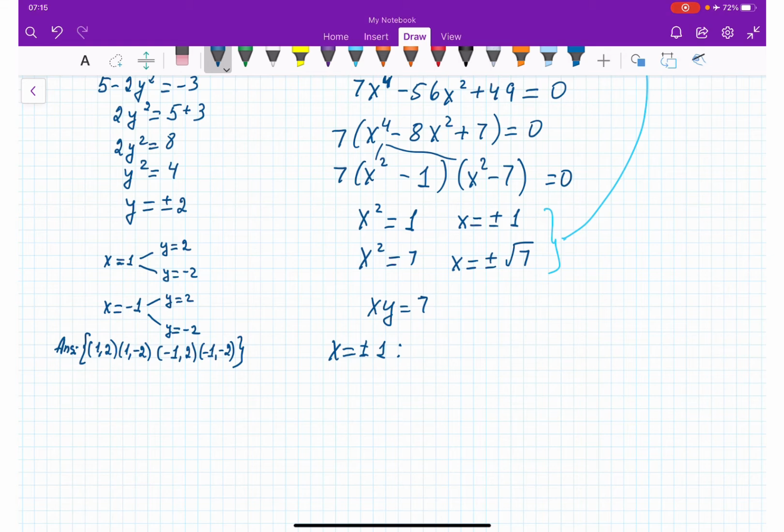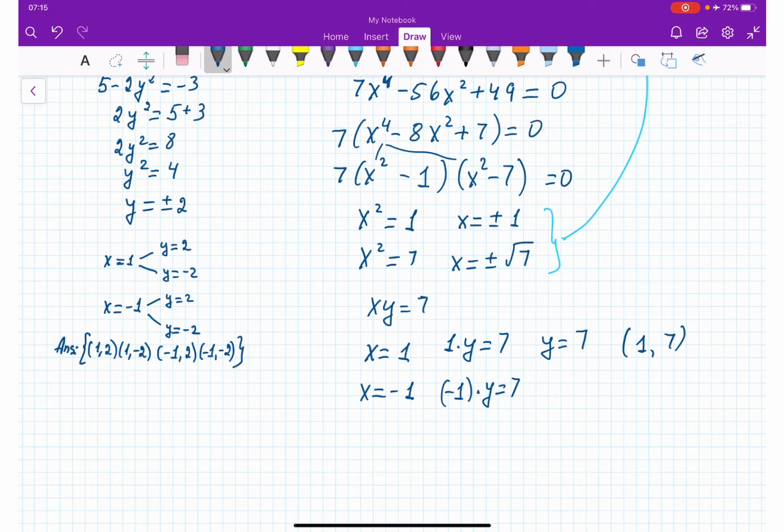So 1 times y is equal to 7. So y is equal to 7. Let me put it this way so I will have the answer much better, writing x is equal to positive 1. Okay, so x is equal to 1, y is equal to 7. 1 and 7. Next, x is equal to negative 1. We are getting negative 1 times y equal to 7. y is equal to negative 7. So the answer is negative 1, negative 7.